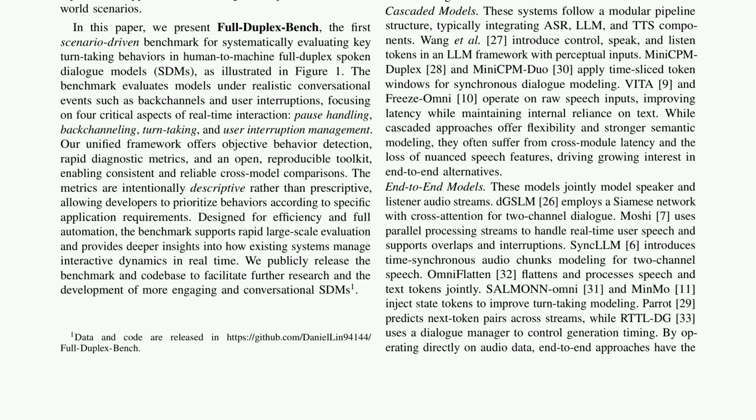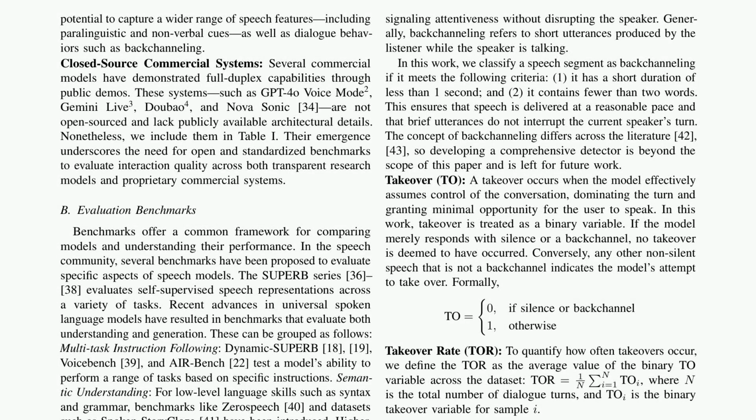OmniFlatten [32] flattens and processes speech and text tokens jointly. SALMONN-omni [31] and MiniOmni [30] inject state tokens to improve turn-taking modeling. Parrot [29] predicts next token pairs across streams, while RTTL-DG [33] uses a dialogue manager to control generation timing. By operating directly on audio data, end-to-end approaches have the potential to capture a wider range of speech features, including paralinguistic and nonverbal cues, as well as dialogue behaviors such as backchanneling.